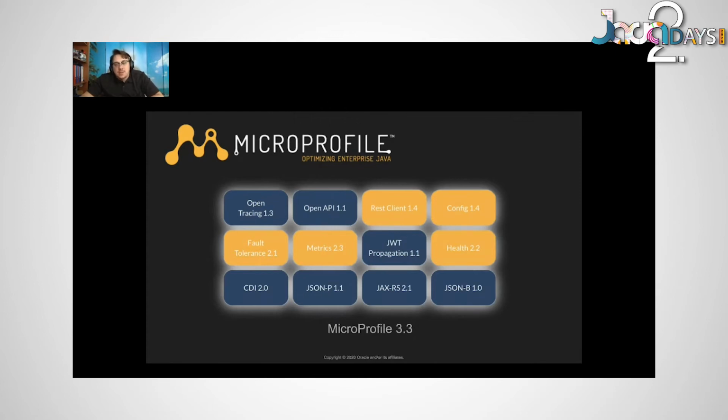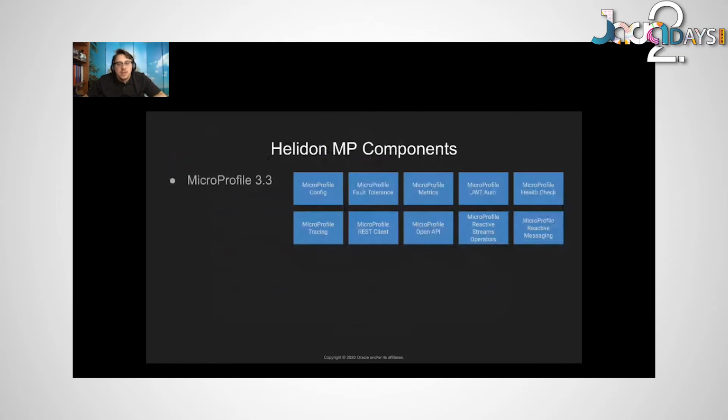like OpenTracing, like REST client, like configuration, fault tolerance, and the most important part, CDI, just to manage everything, and JSON-P and JSON-B specifications like JAX-RS to serve you the data, since JSON is the most important way of serializing your data, which is provided by microservices. So we are now at version 3.3.